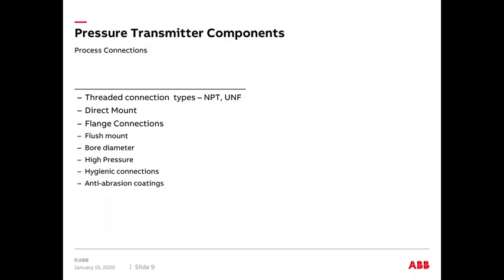There's different bore sizes. If you get into really high pressure, there's different thicknesses of metals and different machining. And in a chemical application or others, you may need anti-abrasion coatings. In pulp and paper, you may be in food and beverage or pharmaceutical where you need hygienic connections. So those are all different types of process connections.